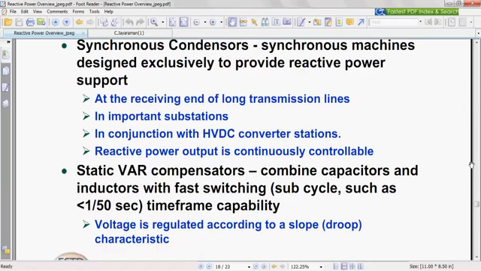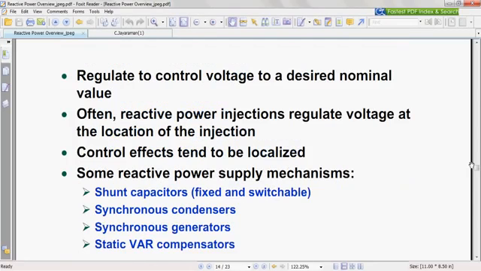So here are some advantages and disadvantages of reactive power devices. I am not going to read them out. You can have a look at these. It's quite evident here.